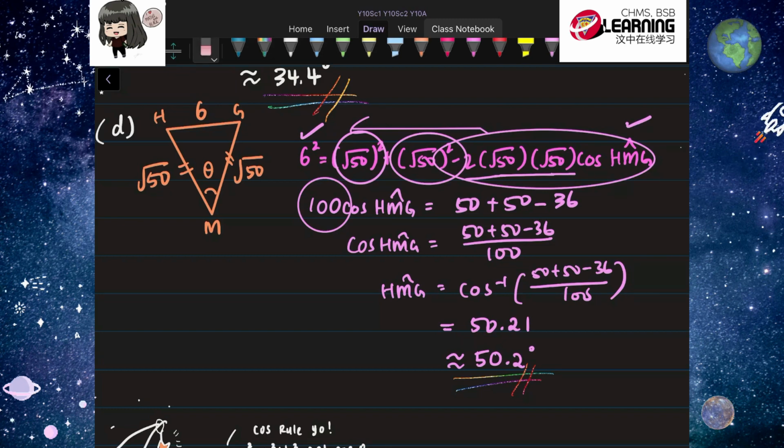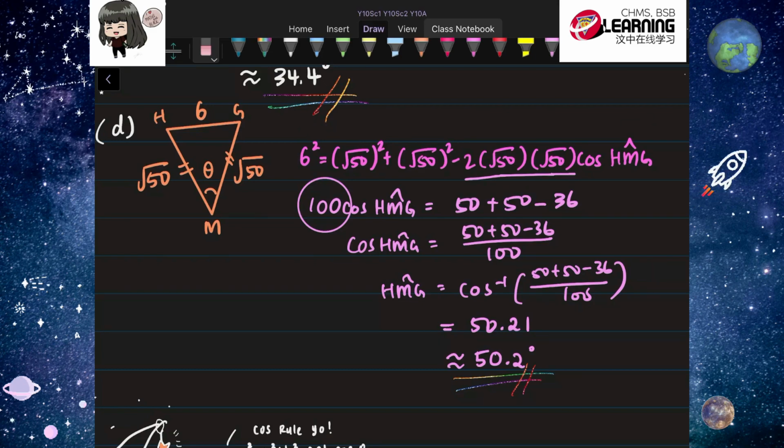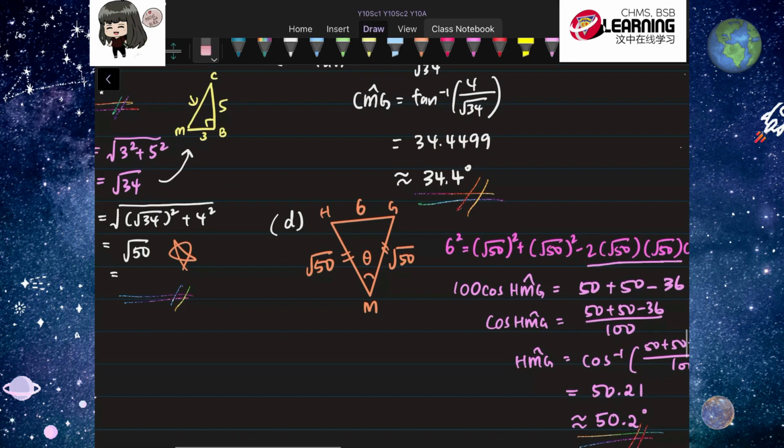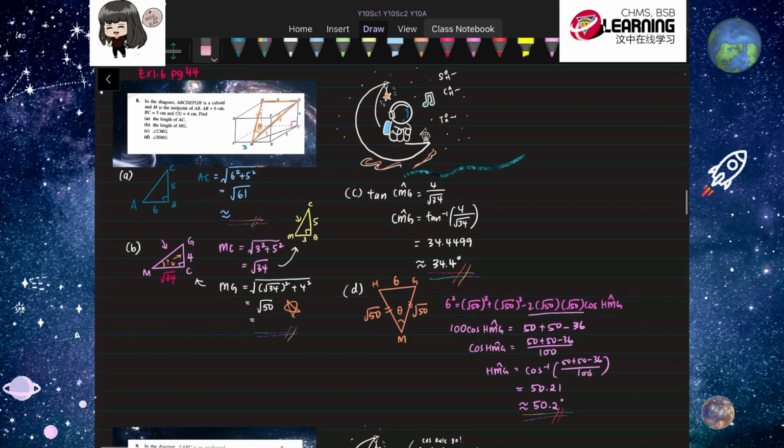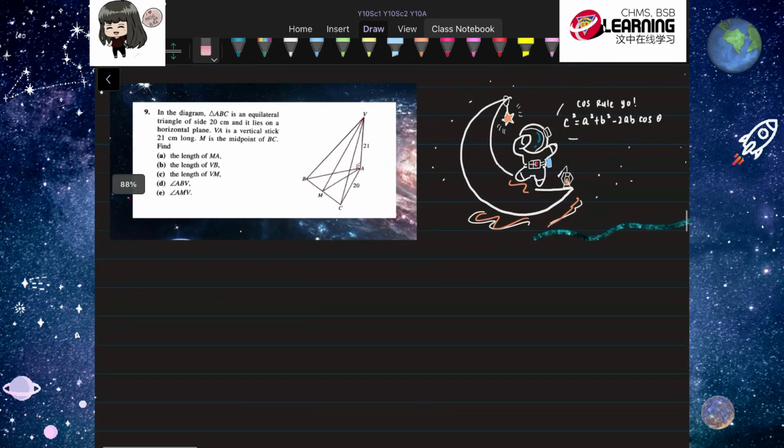I think this cosine rule part you can do by your own. You check and see if your answer is this or not. Not necessary for you to copy everything from me. Okay, so that's for question number 8. So let's look at number 9.